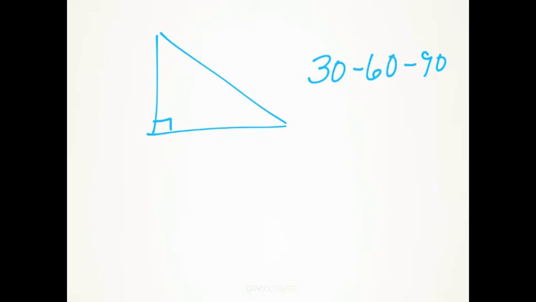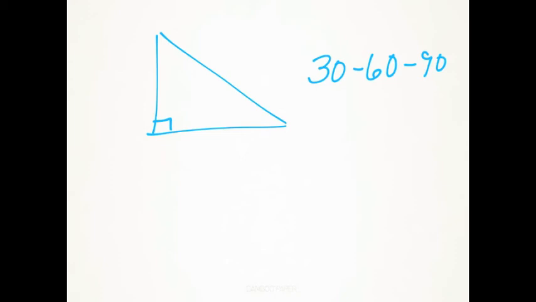There are two special right triangles I want to discuss. The first one is a 30, 60, 90-degree triangle. What that means is one angle equals 30 degrees, one angle is 60, and one is 90. Here's our 90-degree. 30 I believe is here, 60 up here.